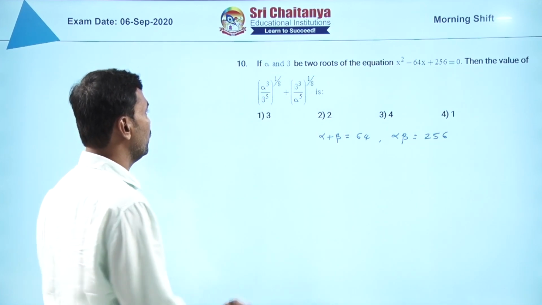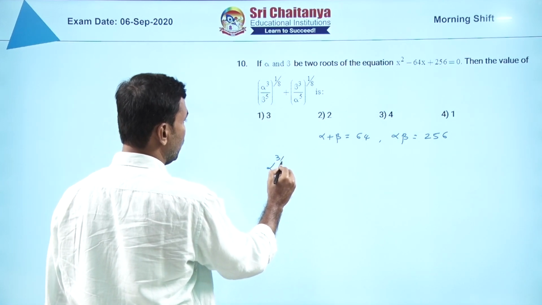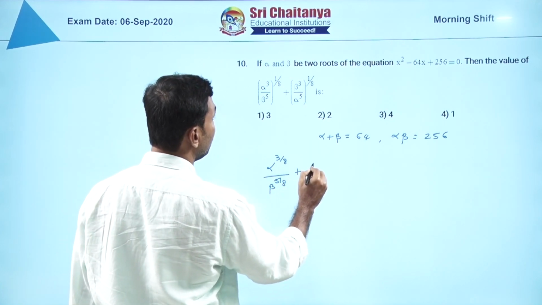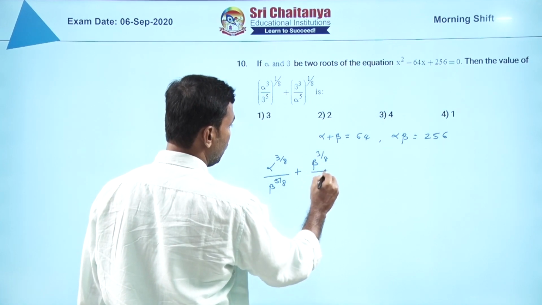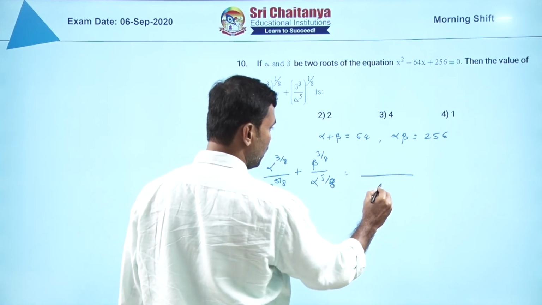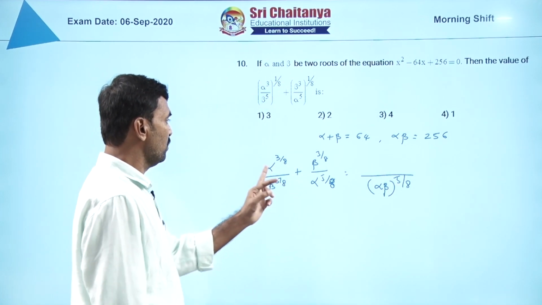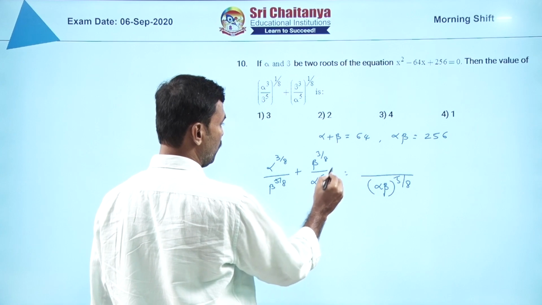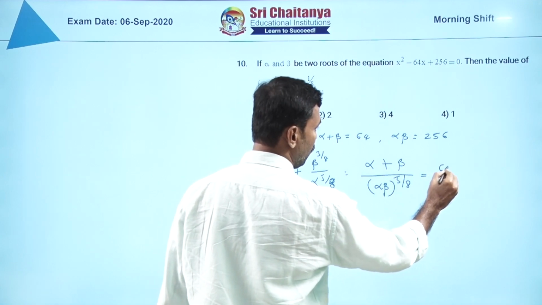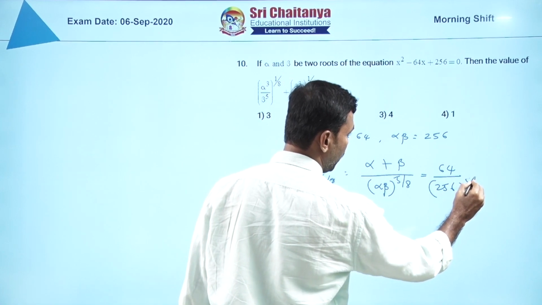Now, he is asking you to find this value. The given expression is alpha power 3 by 8 by beta power 5 by 8 plus beta power 3 by 8 by alpha power 5 by 8, which is equal to, the LCM is (alpha beta) whole power 5 by 8. This into this will give you alpha power 3 by 8 into alpha power 5 by 8, alpha plus beta. Alpha plus beta value is 64, alpha beta value is 256, whole power 5 by 8.